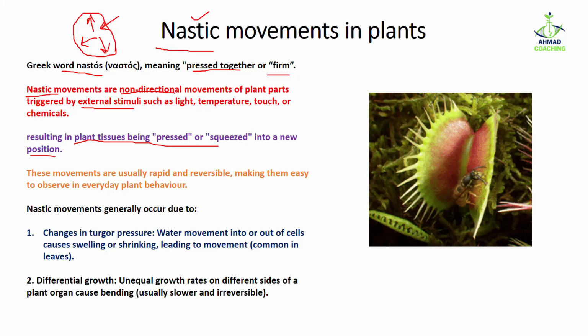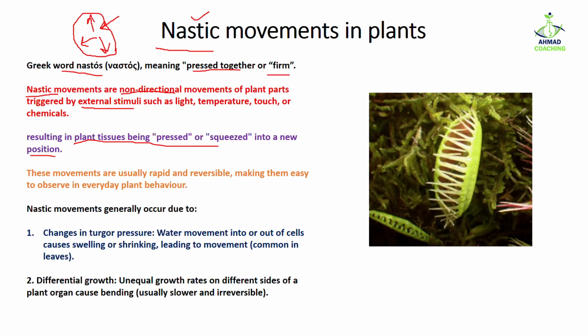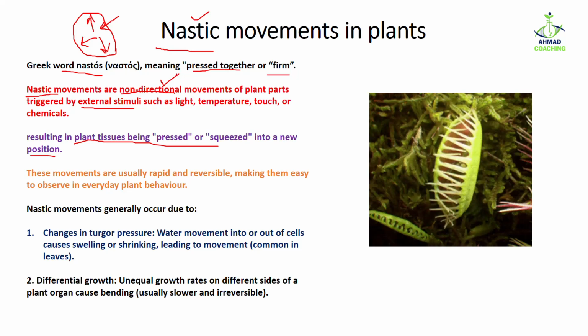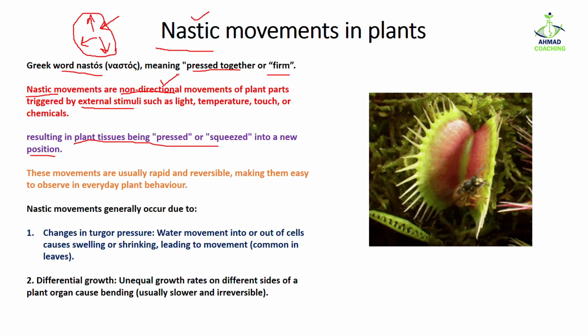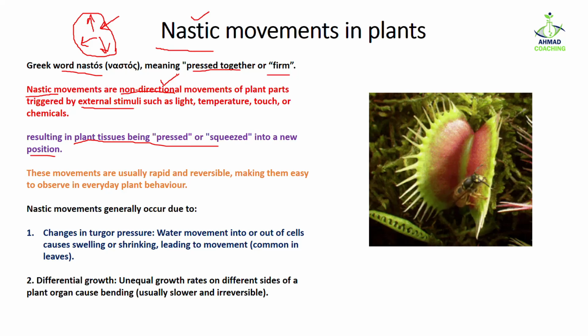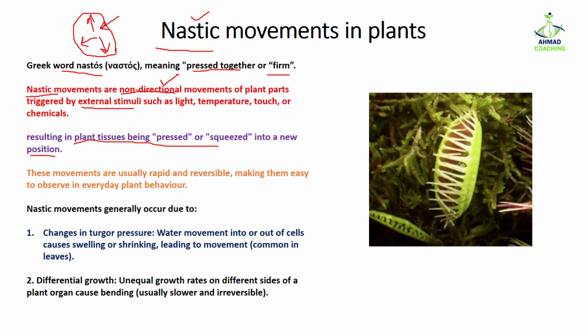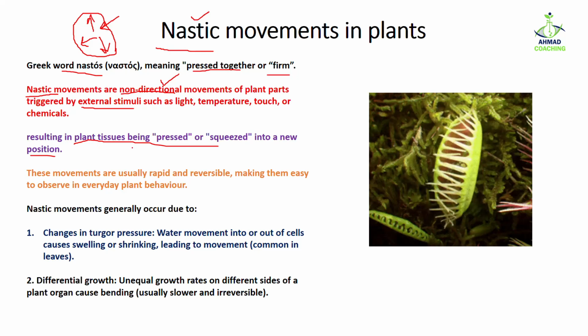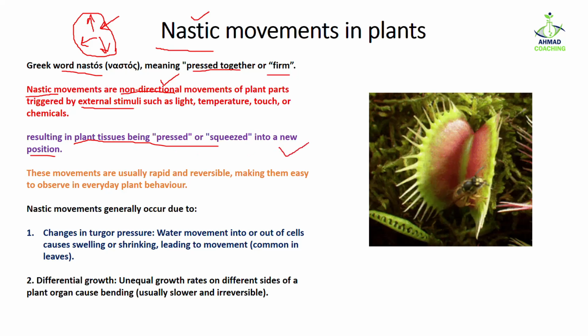So the two points you need to remember are that Nastic movements are non-directional movements. It means that they have no particular direction. They can happen in any direction, which could be opposite to the external stimulus or in the direction of the stimulus as well. And as a result, the shape of the plant tissue is changed or a new position is formed, which could be pressed or in a squeezed form.